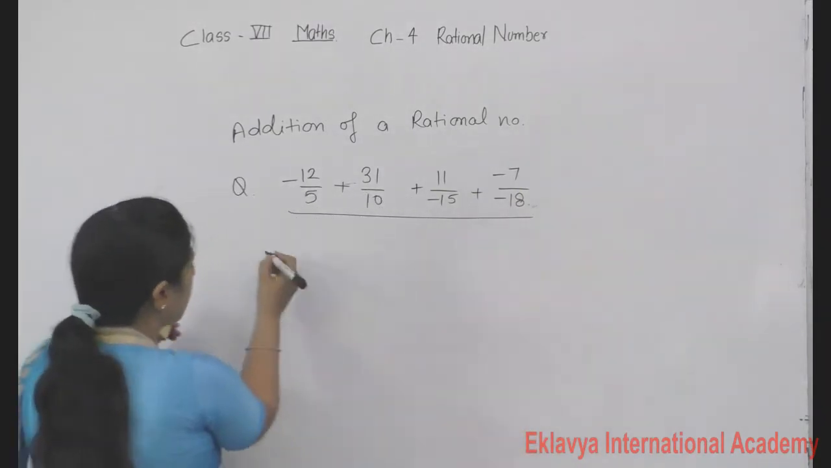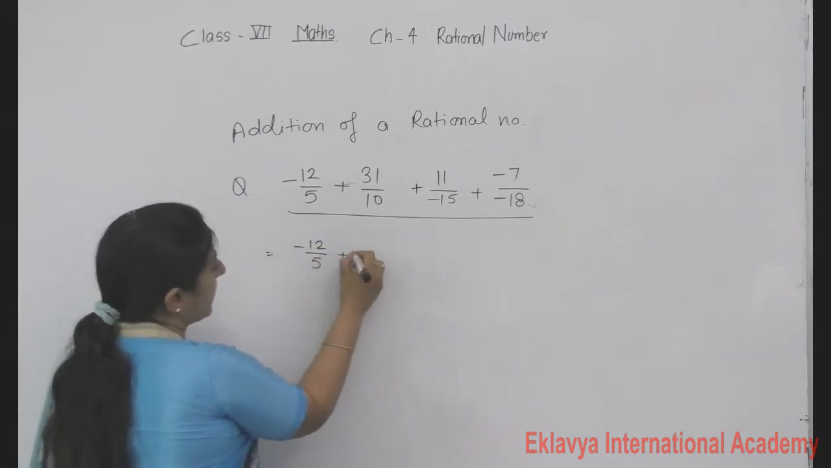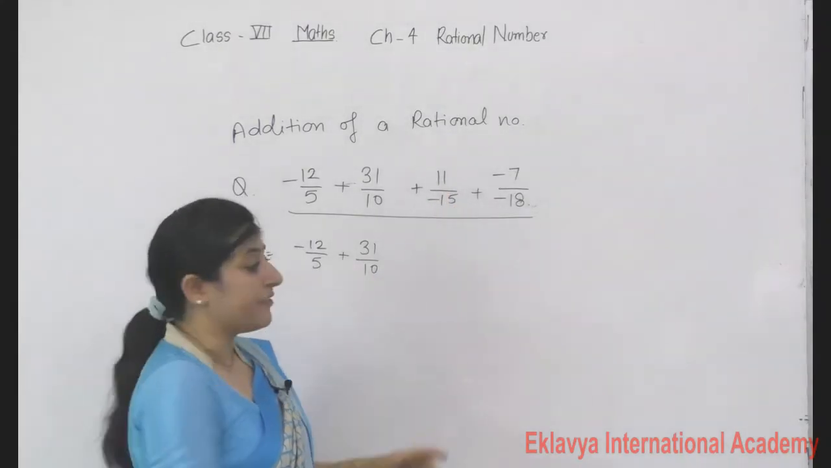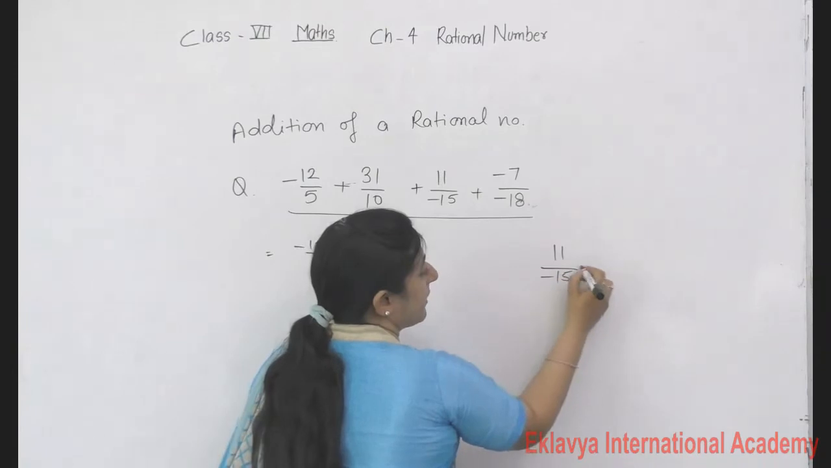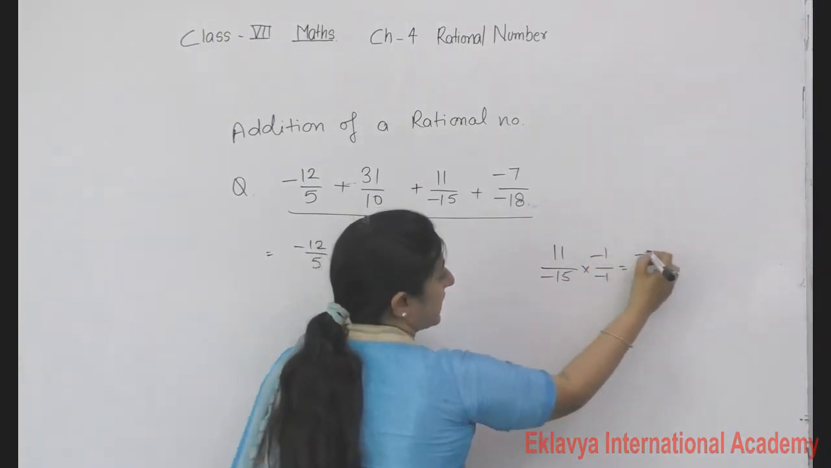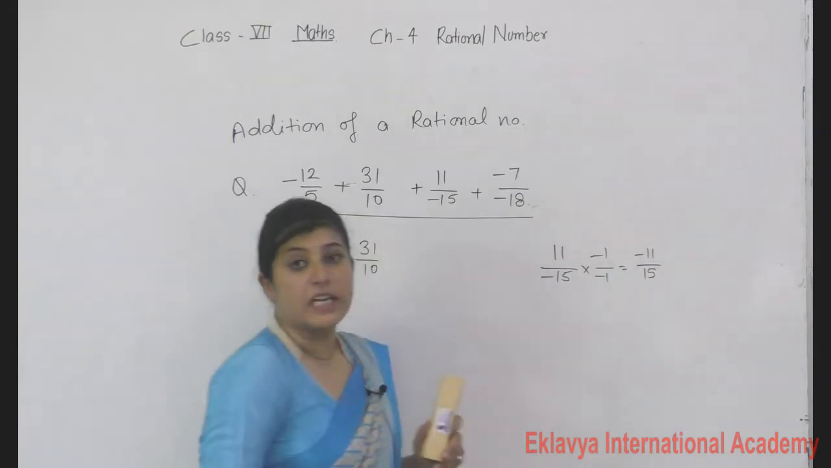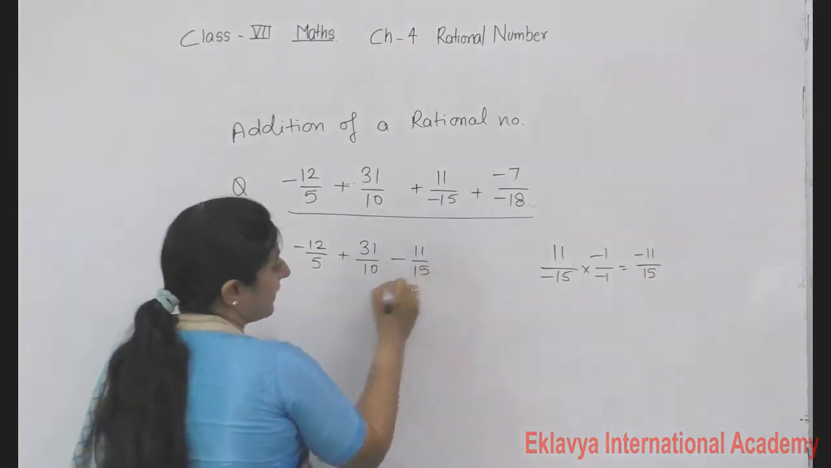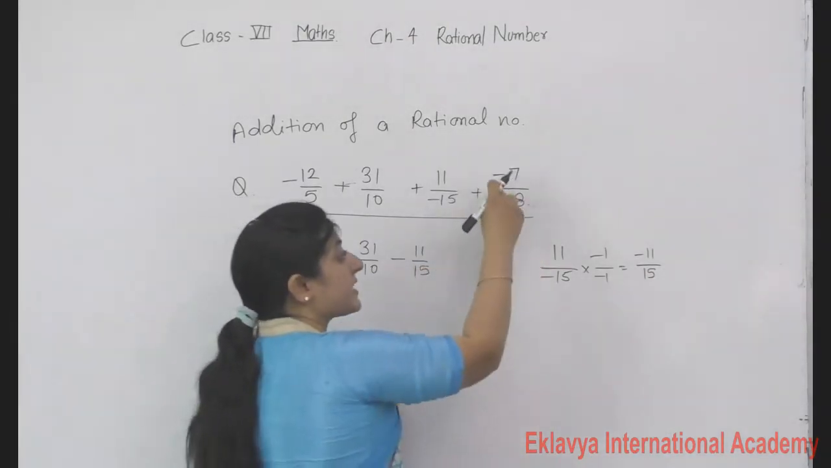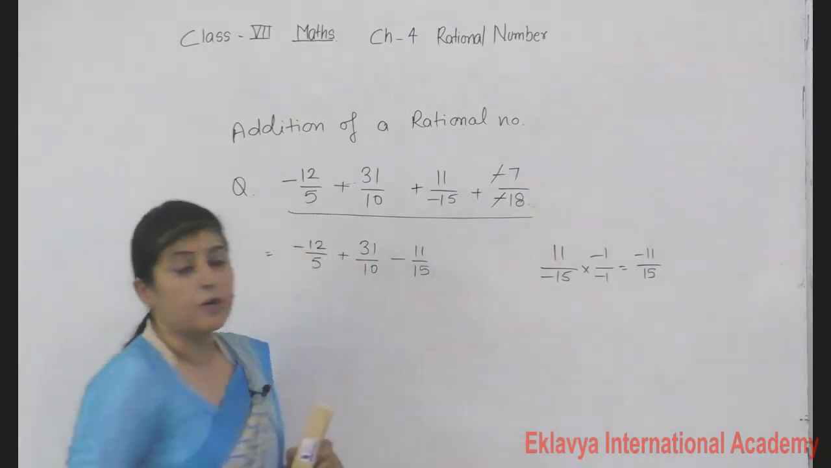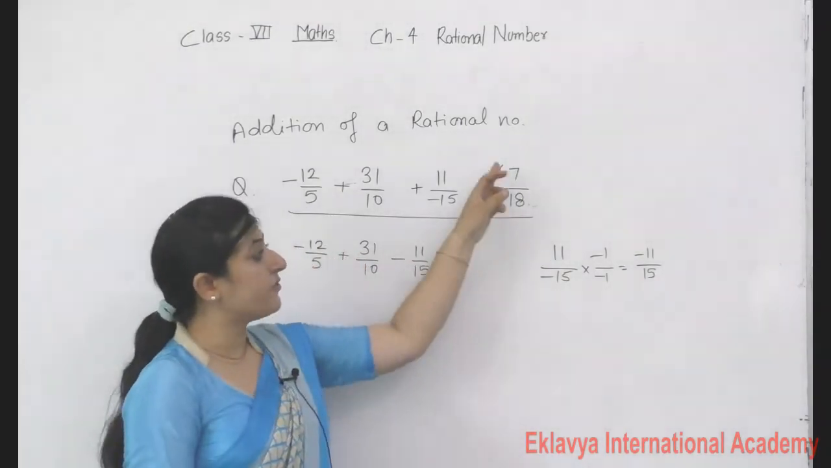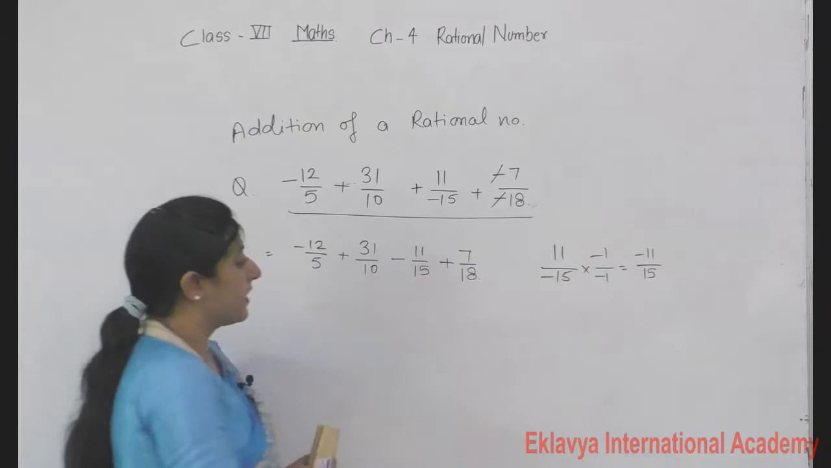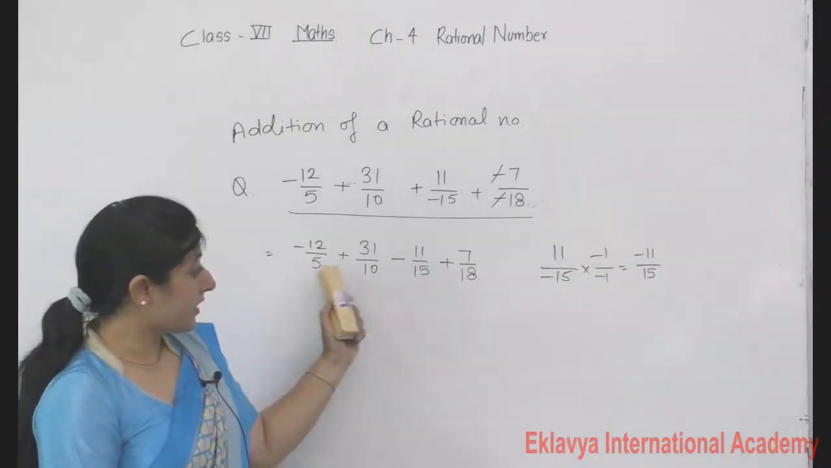Firstly see one thing. Minus 12 by 5 plus 31 by 10. Here the denominator is negative, so we want to make the denominator positive. It means we multiply by -1, then it becomes -11 by 15. Numerator and denominator both are negative, so minus cancels out, then it becomes +7 by 18. Now solve it. Take LCM.